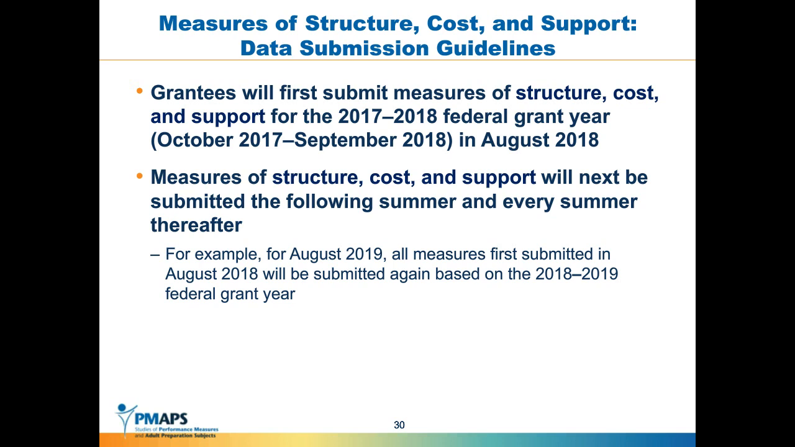The measures of structure, cost, and support, going back to this set of measures, will next be submitted in August 2018, and then the same measures will be submitted the following summer and every summer thereafter, just updated for the particular federal grant year. So as an example, for August 2019, all measures that were first submitted in August 2018 will be submitted again, but they will correspond to the 2018-2019 federal grant year, so October 2018 through September 2019. And I know some of these details about the timelines is a little tricky, so definitely ask questions and we can talk about it and kind of review the timeline a bit more if there are still questions.